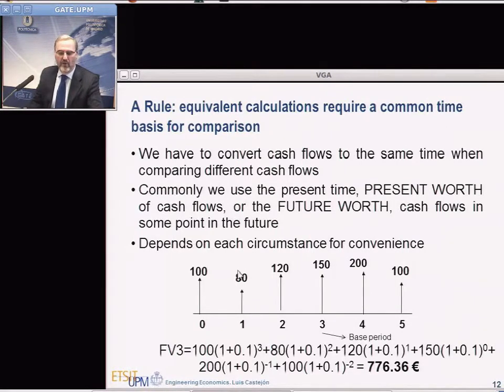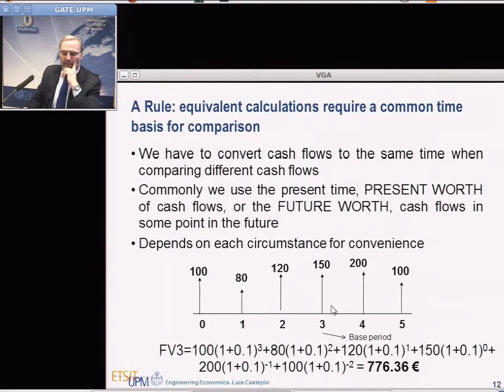What is the future value of the cash flow 80 in year 1? It is 80 times 1 plus the interest rate to the second power. Second, because this is the base period 3 minus 1. You are having 80 euros deposited for 1 period, 2 periods, and so on.